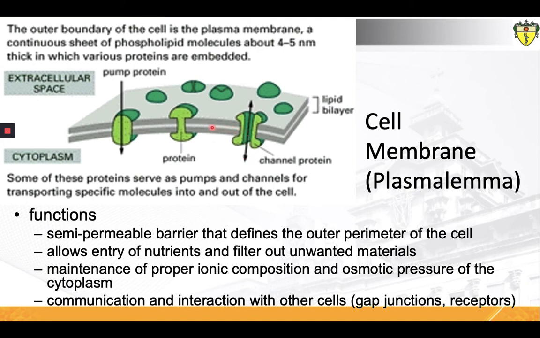This is the function of transport proteins and permeases found in this membrane. The plasmalemma also prevents metabolites and ions from leaving the cell, thus playing a major role in maintaining the proper ionic composition and osmotic pressure of the cytoplasm. And lastly, the membrane serves in the communication and interaction among cells, through gap junctions and receptors found in the membranes.